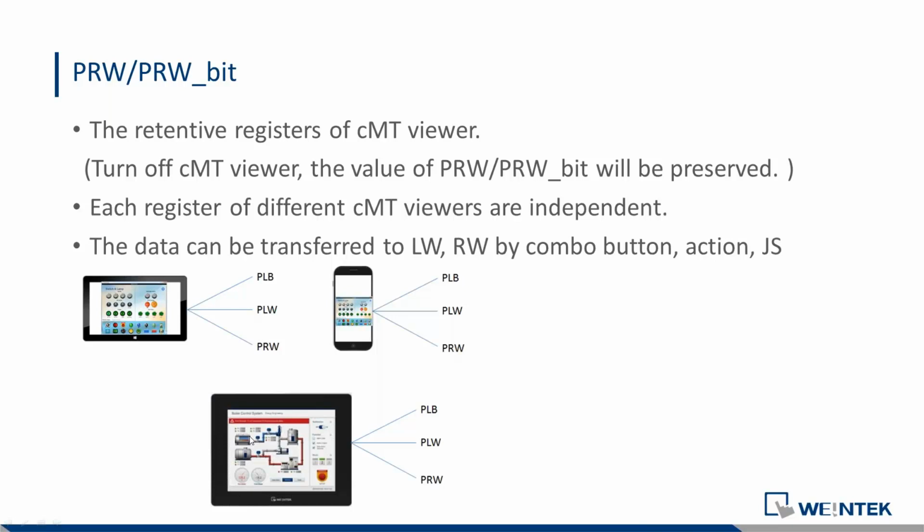But because these are the registers of the CMT viewer, if you want to transfer the data to the local address of the HMI, maybe LW or RW or LBit, you can use combo button and action trigger. They have the data transfer. You can use the data transfer in combo button and action trigger to transfer the PRW's address to LW and RW address. Or you can also use a JavaScript object to transfer the data from the CMT viewer's register to the HMI's local register. So this is basically about our PRW and PRW bit register here.